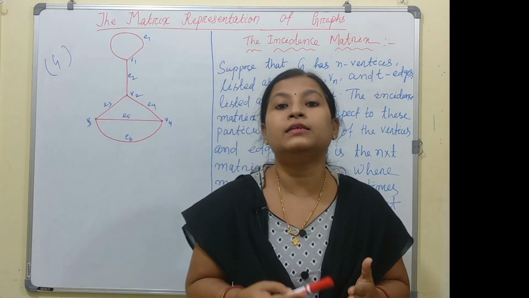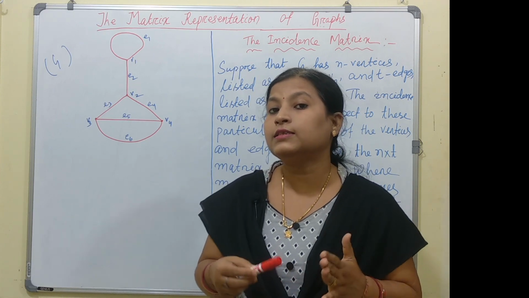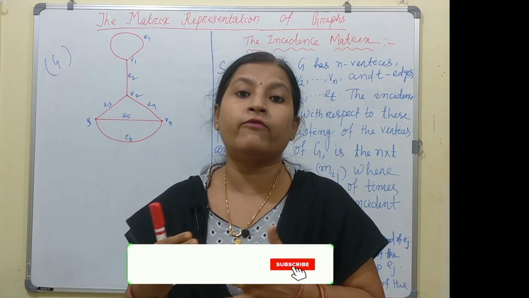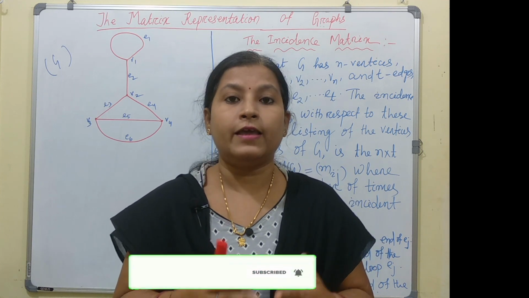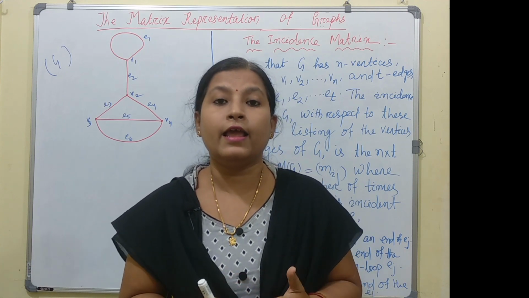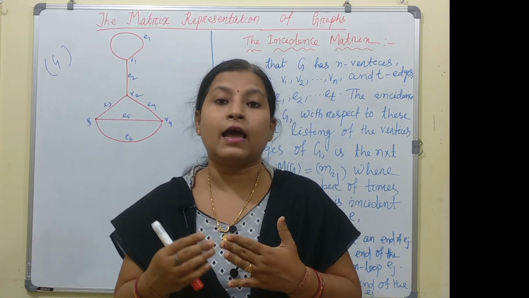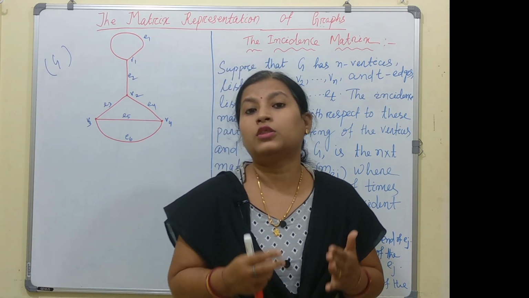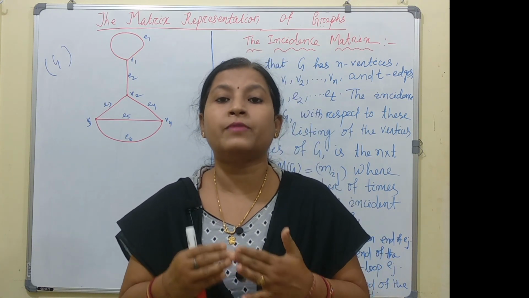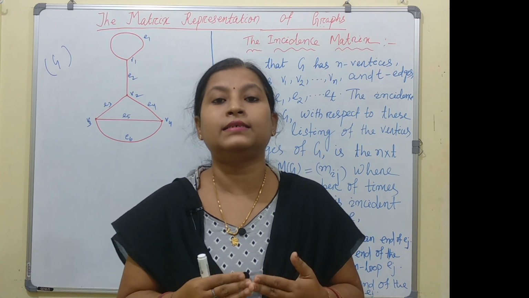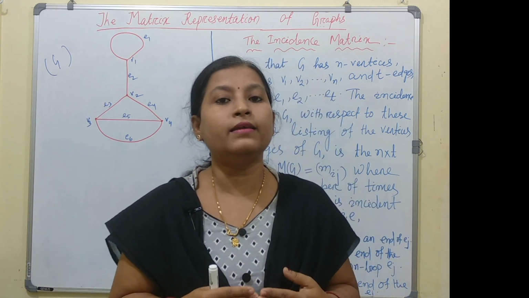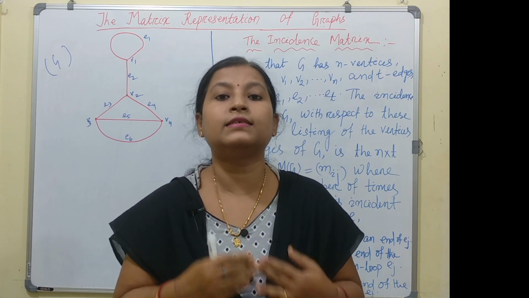So what is an incidence matrix? In this incidence matrix we first take the list of vertices and the list of edges. Taking the number of vertices as n and the number of edges as t, what is the order of the incidence matrix? The order of the incidence matrix is n by t, where n is the number of vertices and t is the number of edges.